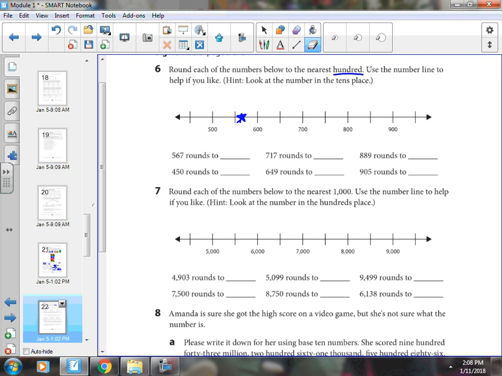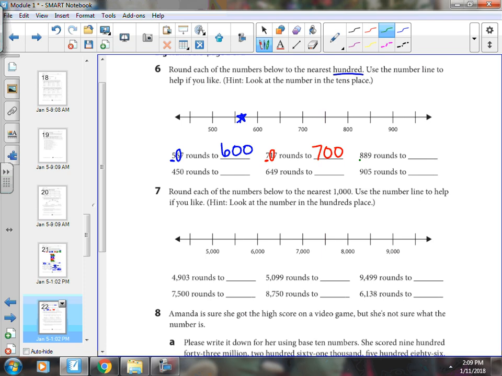But you also could say, I'm rounding to the nearest 100, so I'm going to look at the digit that comes after. It's a 6. A 6 tells us to bump it up. Bump that 5 up to a 6. Everything else becomes a 0. 717, rounded to the nearest 100. Look at the digit that comes after. It's a 1. A 1 tells us to keep it the same. Keep it a 7, make everything else a 0.